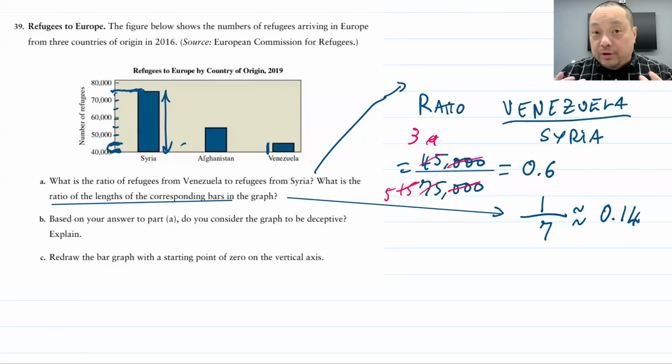The ratios are not the same. The actual ratio is 0.6. The graph ratio is 0.14. And that leads into part B. Part B says, based on your answer to part A, do you consider the graph to be deceptive? Explain. The answer they expect, and I say that because I'm going to say something at the end of this video that's kind of controversial, is yes, the graph can be considered deceptive because the ratio in the graph does not accurately represent the ratio in reality.